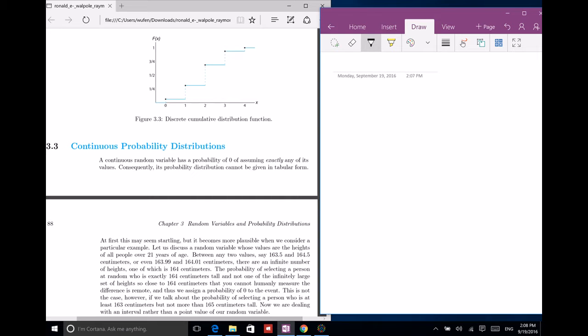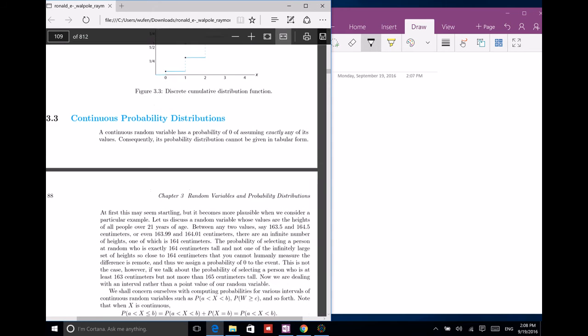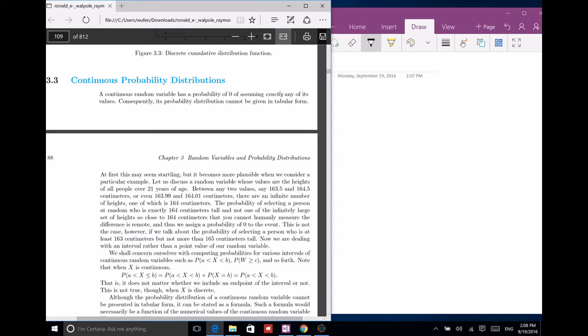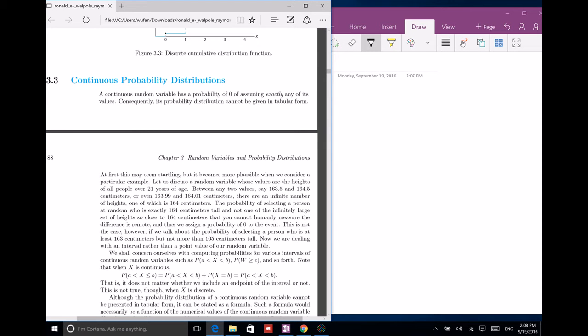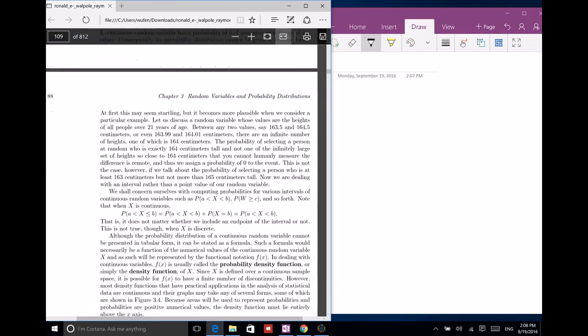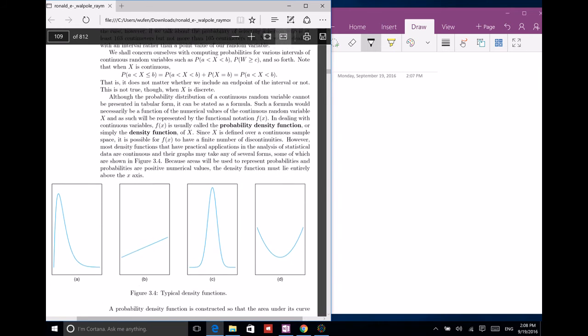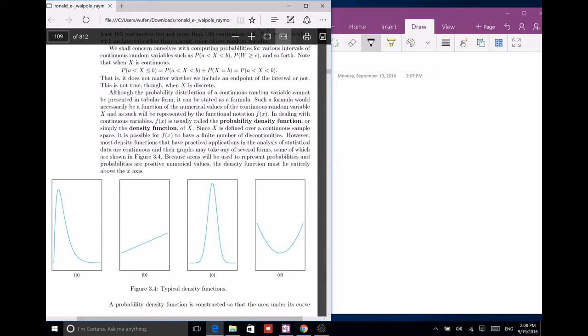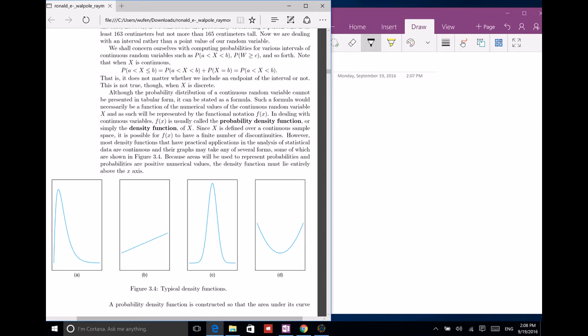But right now we want to know the basic definition of discrete probability distribution and continuous probability distribution. So for a continuous probability distribution, the continuous random variable has a probability of 0 to assume exactly any of its values. Basically, the variable itself is a continuous variable, not a discretized variable. Then we have a continuous function, what we call a probability density function. You can see the density function is continuous, it's everywhere, it could be any point.